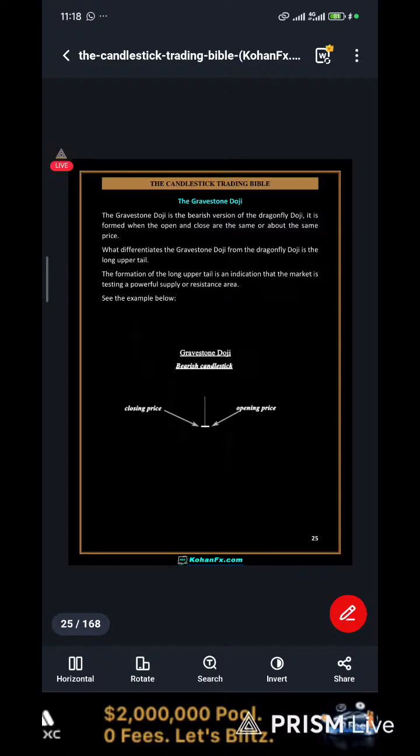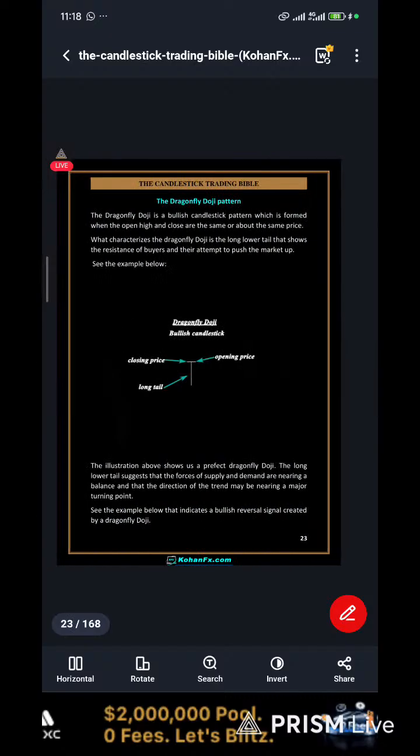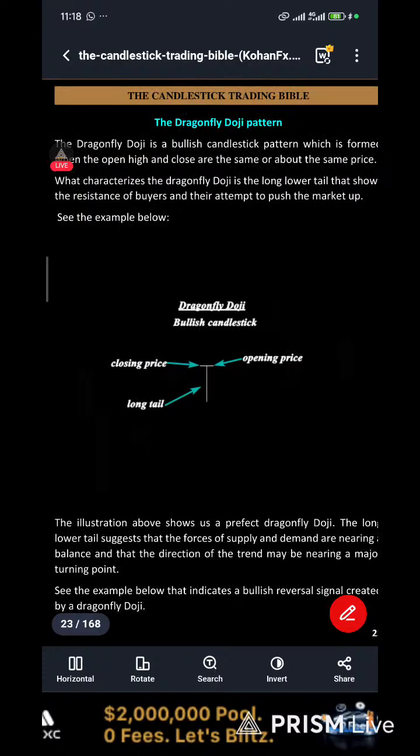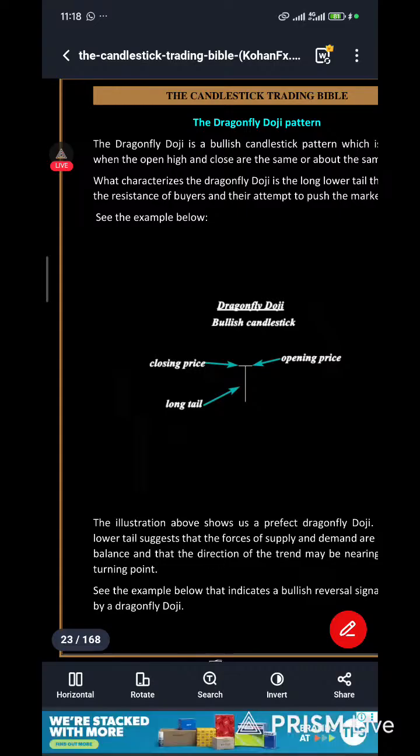So now what differentiates the Gravestone Doji from the Dragonfly is the long upper tail. If you check this chart, the Dragonfly Doji, which is the bullish candlestick here, has a long lower tail. So when you see it, how will I know the difference? Just know the shadow. From the shadow of the candlestick, you know that this is the Dragonfly Doji and this is a Gravestone Doji. There's no two ways about it. Just understand the concept and all of this will flow.